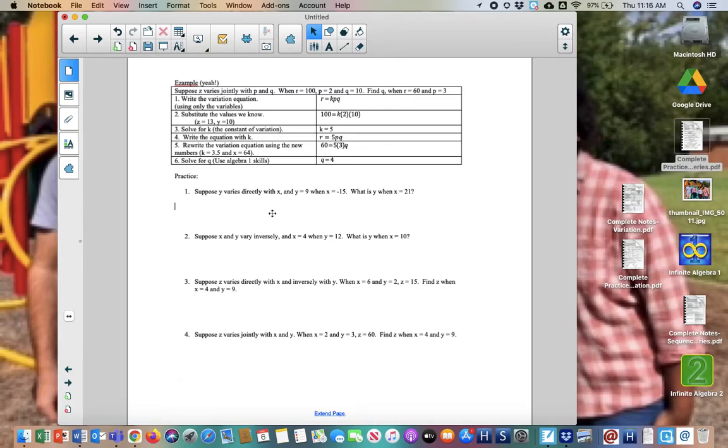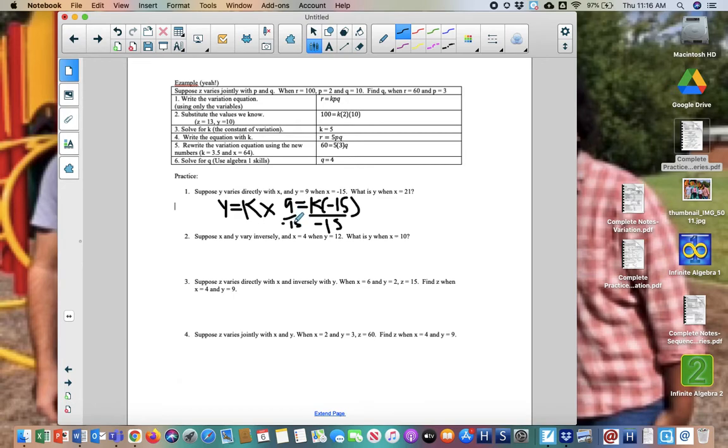All right, so let's work a few of these different examples just so you see how these work, and then you should do the practice. So y varies directly with x. So right away I'm just going to write y equals k times x. All right, and now, just like I had done before, it's going to give me both variables. I need to solve for k. So it says when y is 9, x is negative 15. So we don't know k yet, but we know that the x is negative 15. And so now, how do I solve for k? I divide both sides by negative 15.